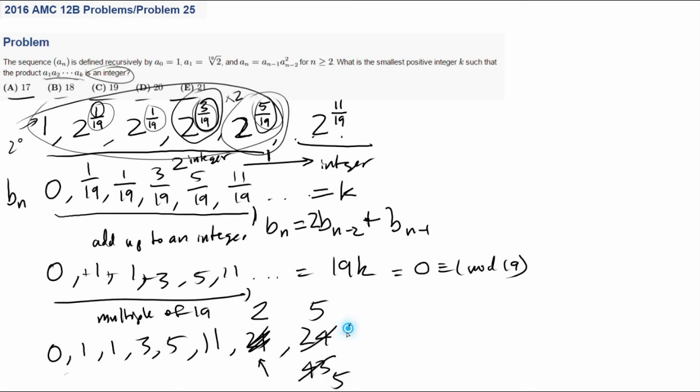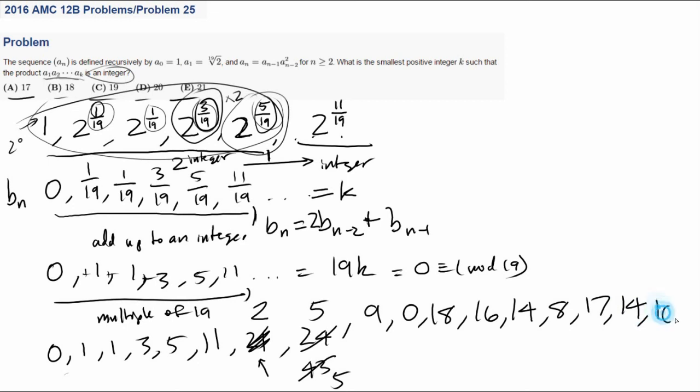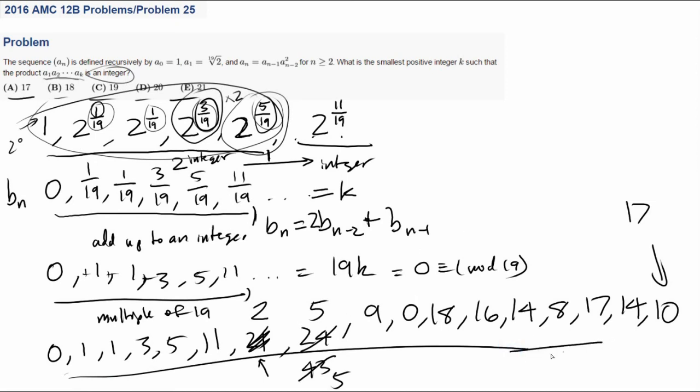So we can just keep doing that. And if you extend the sequence, 14, 8, 17, 14. Careful now. This is our 17th term, and we have to start checking now. We don't even need to check before this, because we already know that's not going to be our answer. We only need to start checking on the 17th term. That's what makes this question so easy, actually, in my opinion, for a 25th problem. You just need to check the 17th term.